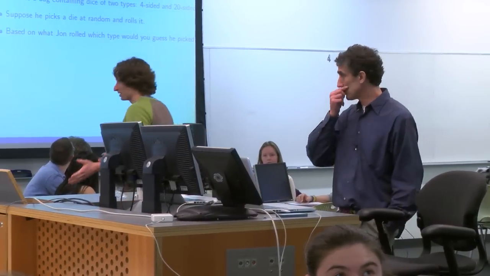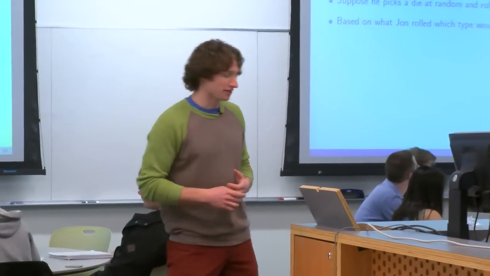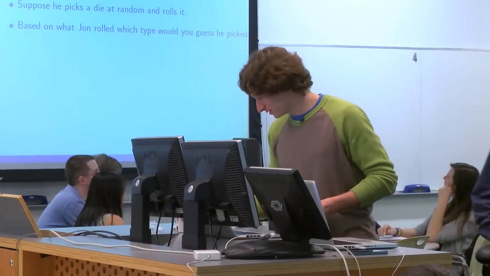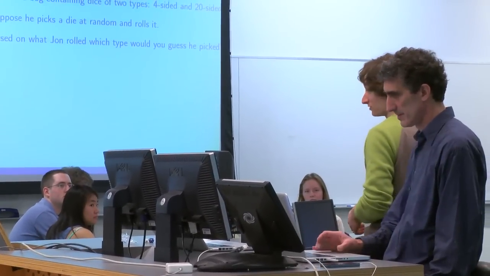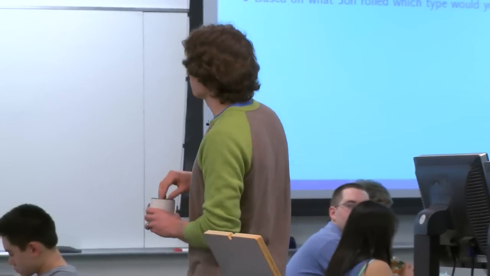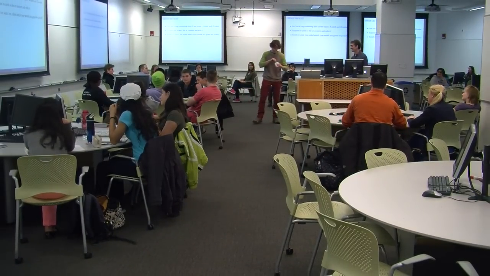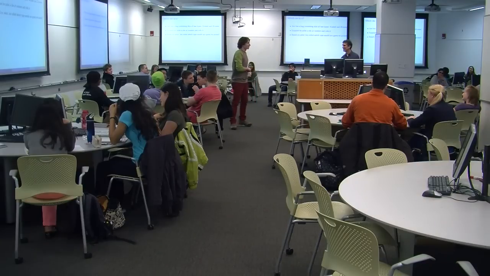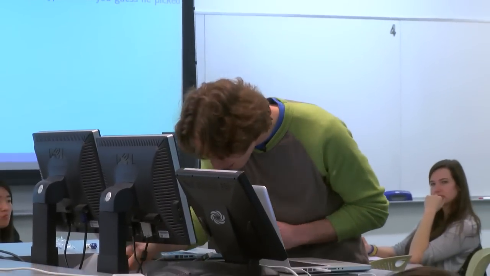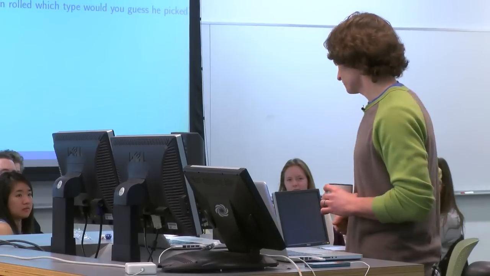So now I'm going to give you a toy problem that actually mirrors the same kind of effect we saw on the last slide. So suppose in this MIT mug, I have dice of 2 types, 4-sided and 20-sided. All right? So I'm going to reach into the mug. I'm not going to look much. I'm going to randomly pull out a die. I'm going to roll it. All right, I got a 1. OK, I got a 1.